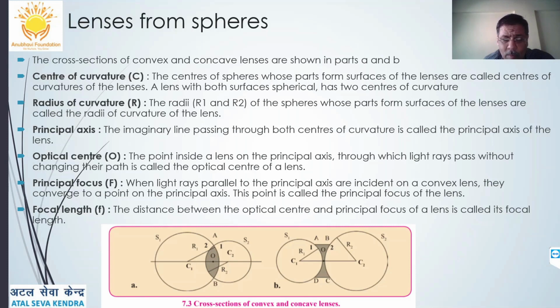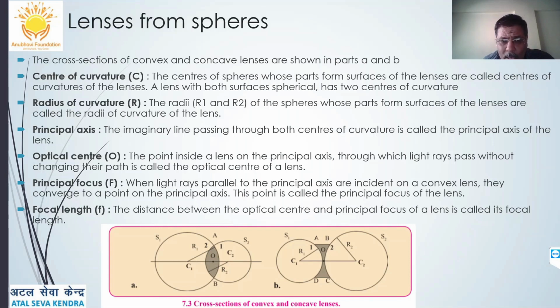We should know certain terms about the lenses. The first is center of curvature C. The centers of spheres whose parts form the surfaces of the lenses are called the center of curvature of the lens. A lens with both surfaces spherical has two centers of curvature. If these are the two spherical surfaces, there are two centers C1 and C2 of the two different spheres from which the lens has been developed. Radius of curvature: the radii R1 and R2 of the spheres from which the lens's surfaces have been taken are called radii of curvature.